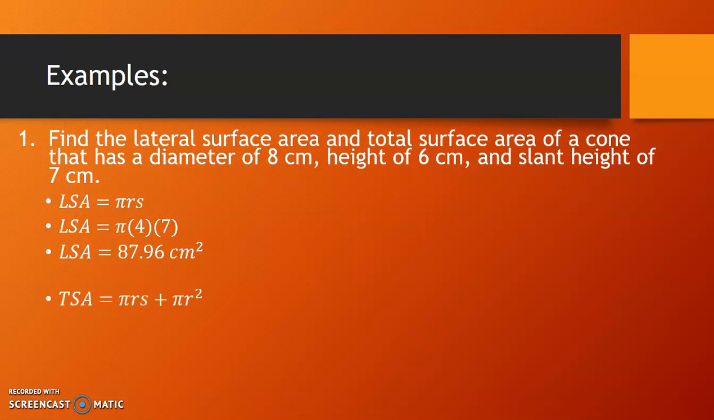For total surface area, we're going to do that lateral, pi rs, and then add on the pi r squared. Now I'm just going to grab the 87.96 and drop that down in that pi rs portion. You could easily re-plug in pi times 4 times 7, but you don't have to repeat that if you already know the answer or you have it. You can just use that. So I'm just adding on to that number then, pi times 4 squared. And so I get 138.23 centimeters squared.